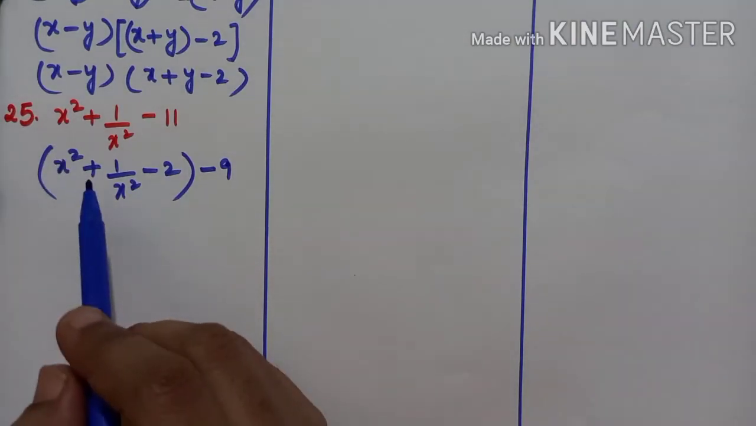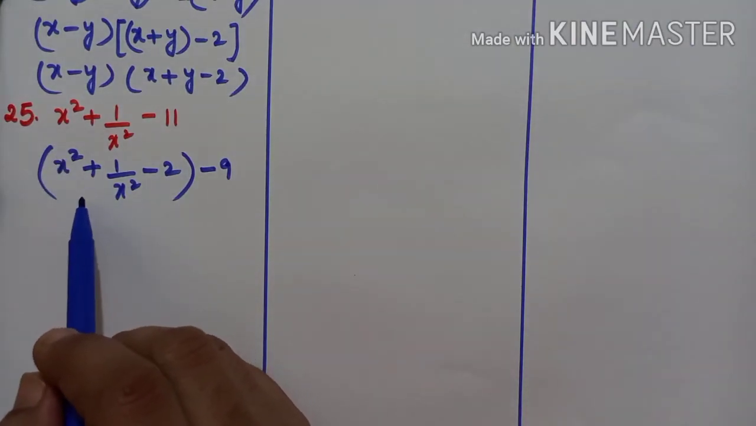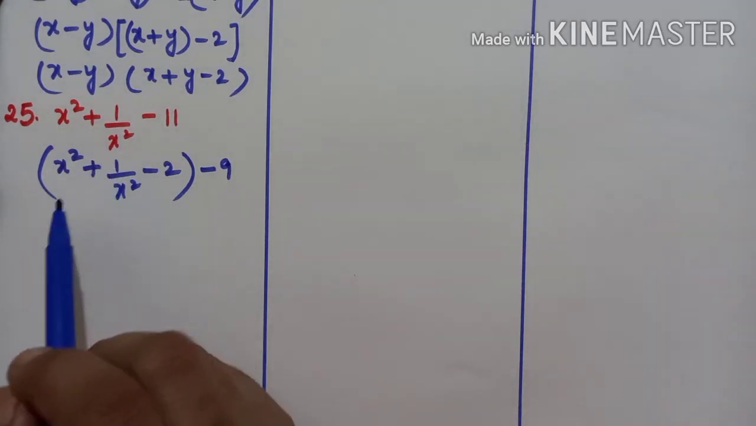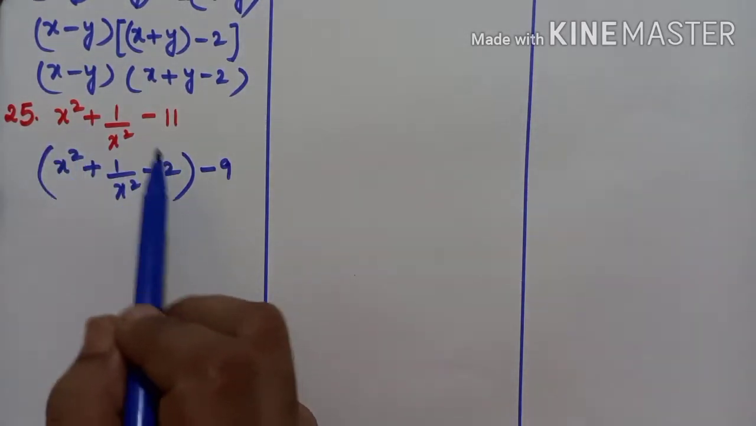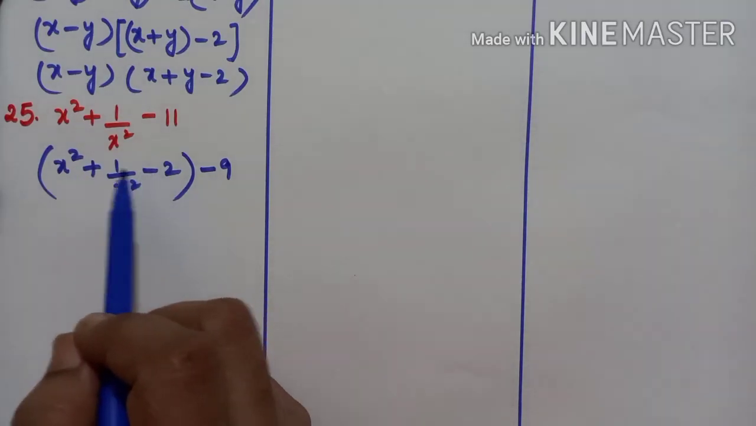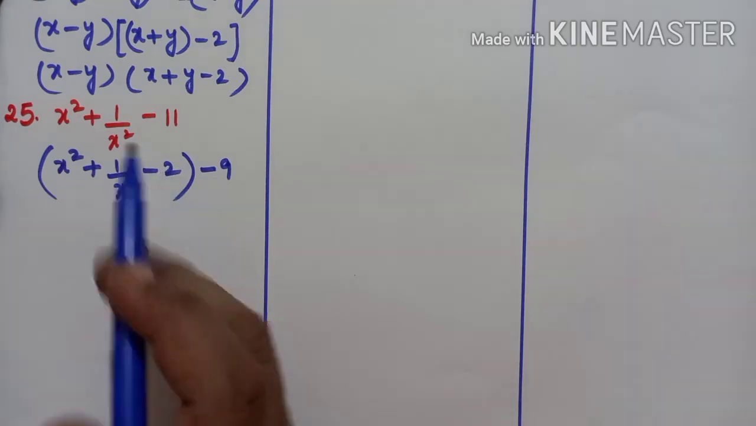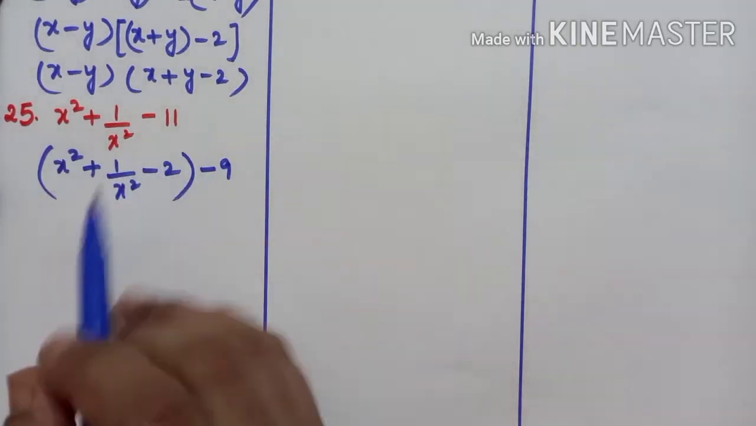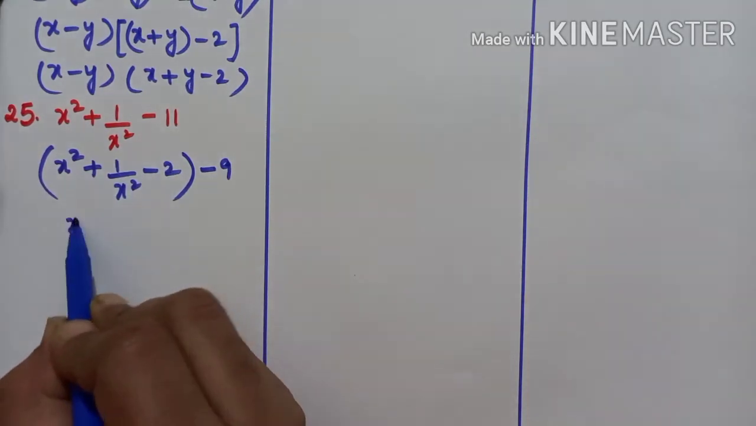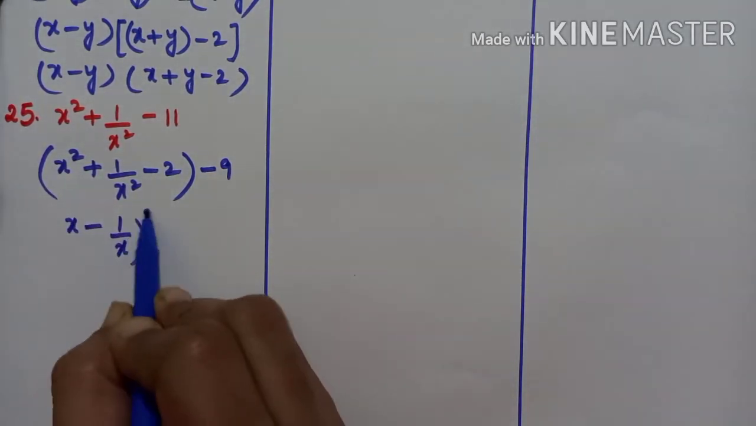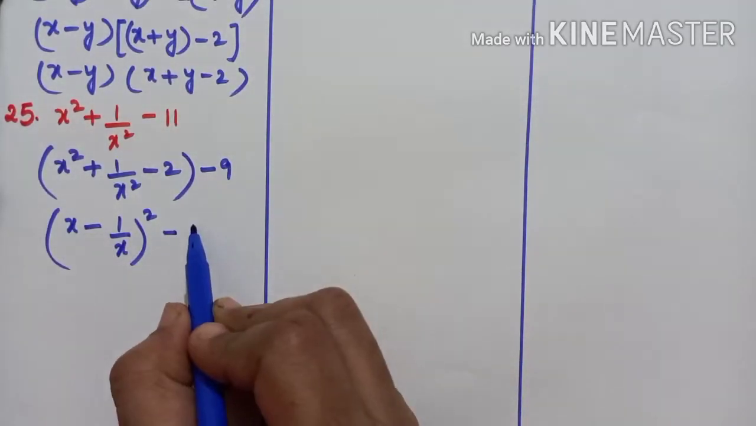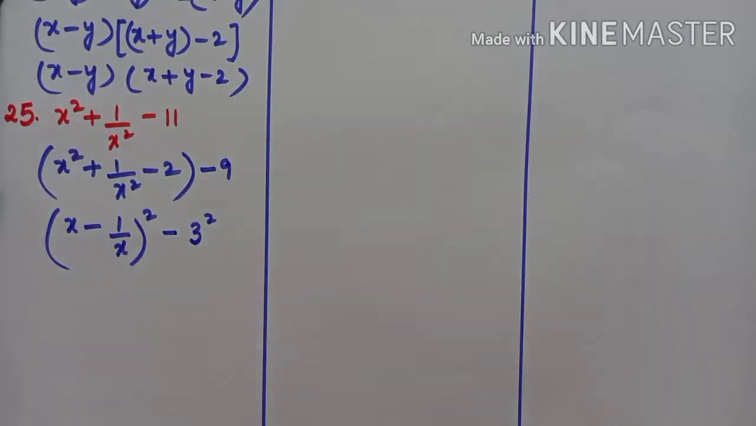Why? Because you have got one identity, x minus 1 by x whole square, x plus 1 by x whole square. With the help of that identity you can do it. So that's why you're taking x square plus 1 by x square minus 2 inside the bracket, and minus 9 will be outside. So this is in the form of x minus 1 by x whole square. Then minus 9. 9 is a perfect square, you can write it as 3 square.